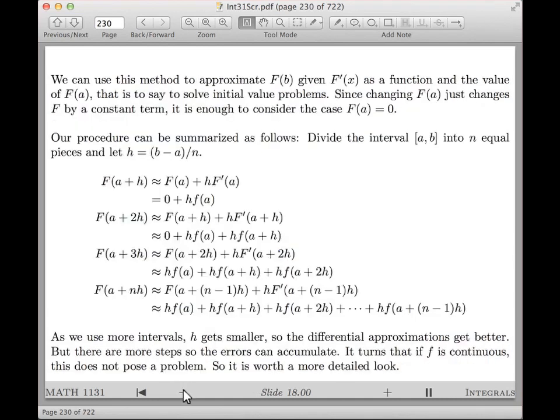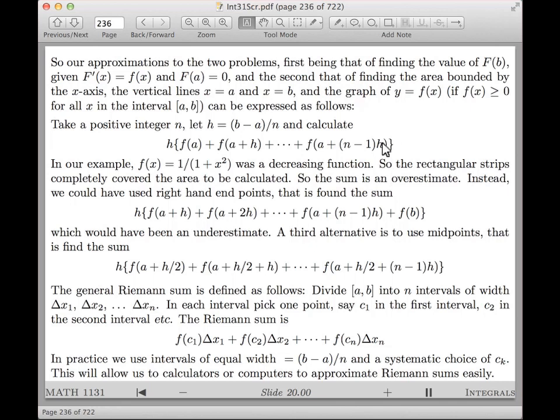So what it means is that I get a sum like this, but instead of using f of a plus h, f of a plus 2h, I will use the value of small f at some number in that interval: between a and a plus h for the first one, a plus h and a plus 2h for the second one, and so on. Use the height on the left, height on the right, height in the middle, or height at just some random choices. Any of these would be fine as an approximation.